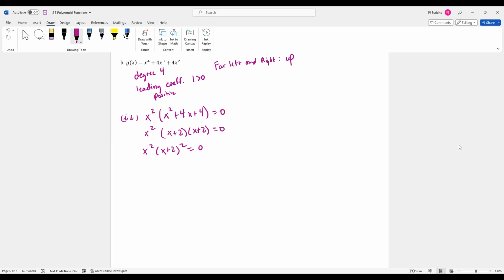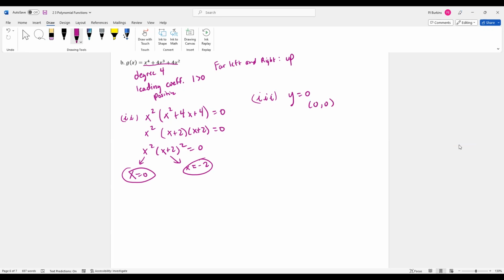Okay? So let's see. Each one of these tells me that x equals 0 from this one. This one tells me that x equals negative 2. All right, so these are my x-intercepts. I can find my y-intercept by setting x equal to 0. And again, this is the nice thing about polynomials. Notice that each one of these terms has an x, so if I plug in 0, they all go to 0. And so I get y equals 0, the origin again. Okay?